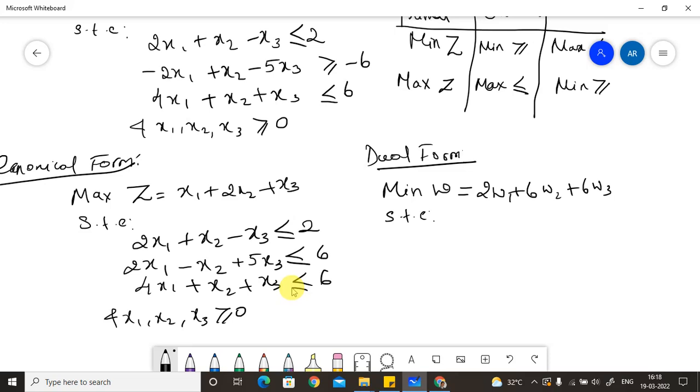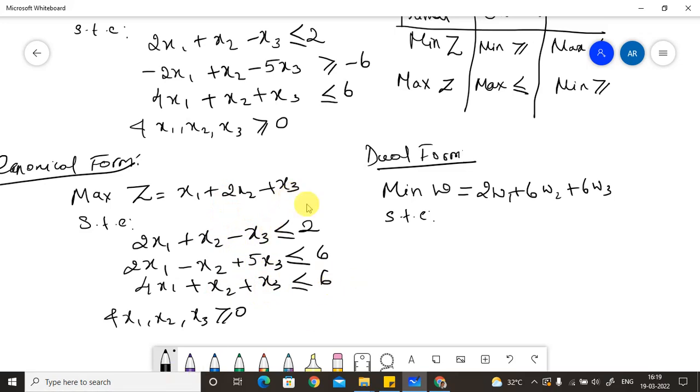Now we have to take column by column. You can see here 2, 2, 4. So it will be written as 2w1 plus 2w2 plus 4w3, and what should be the symbol? Greater than or equal to, since you have to consider the objective function values, greater than or equal to 1. The second constraint will be w1 minus w2 plus w3 greater than or equal to 2. Similarly, the third constraint will be minus w1 plus 5w2 plus w3 greater than or equal to 1. This is the way we need to write.